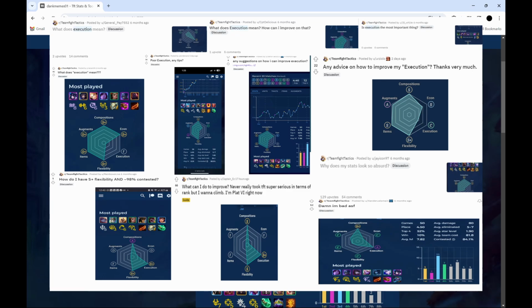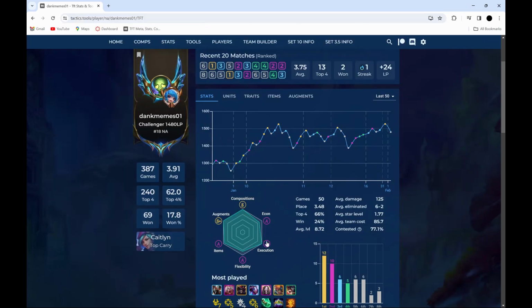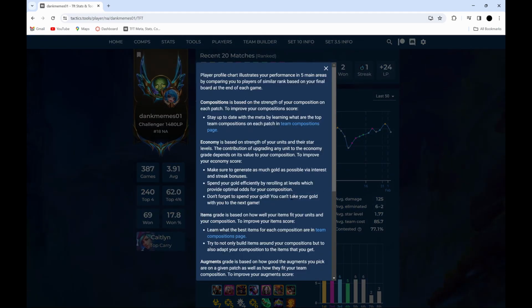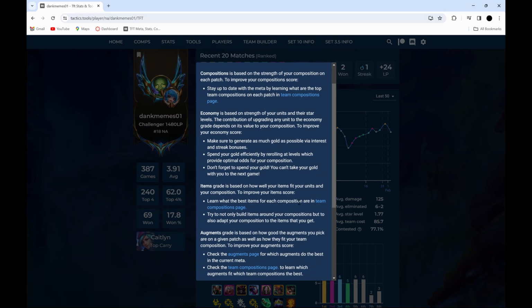So as you can see, a frequent question that a lot of people ask is, how can I improve my execution score? Or how can I improve my flexibility score? And I think that's kind of the wrong way to look at this, right? The truth is that the goal shouldn't be to improve any of these scores. The goal should obviously be to win more and place higher in your games. And if you look at what these scores actually represent, you'll find that having a better score doesn't necessarily mean you're going to be performing better in your games.